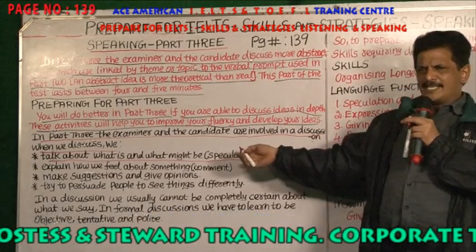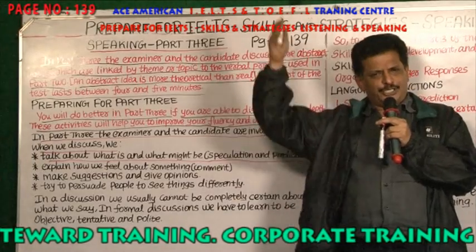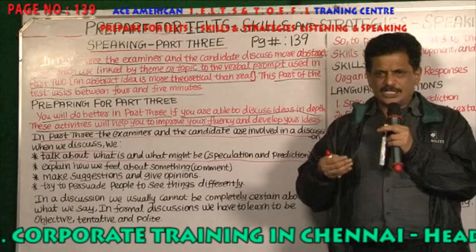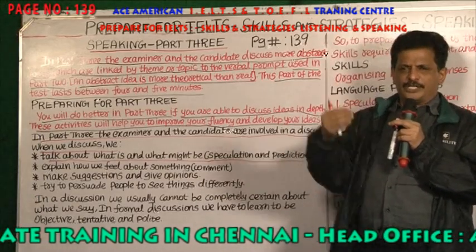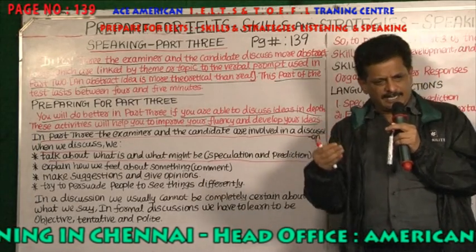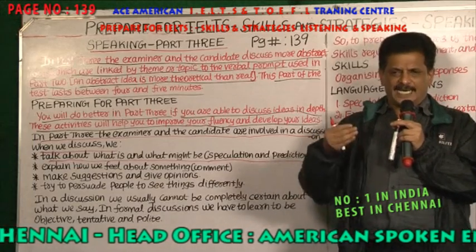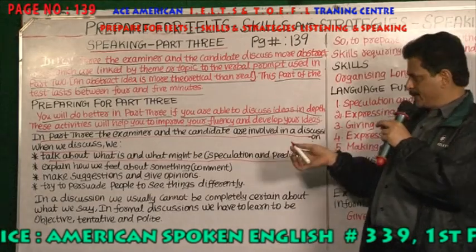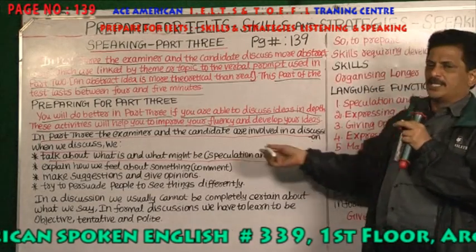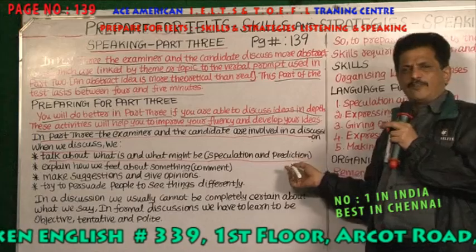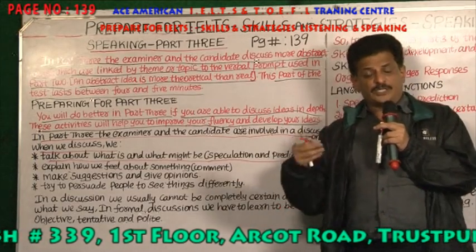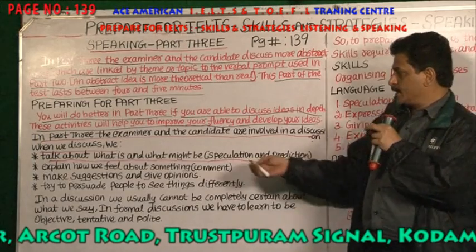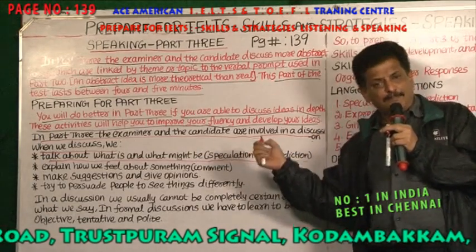So you can speculate that in future, India may be a superpower. Prediction is with all the GDP, the foreign exchange we are getting, the industries, the export-import data and statistics; you can project that India is going to be a superpower. Speculation is without any proof, prediction is with proof. So discussions are based on speculation and prediction. So, what is and what might be.